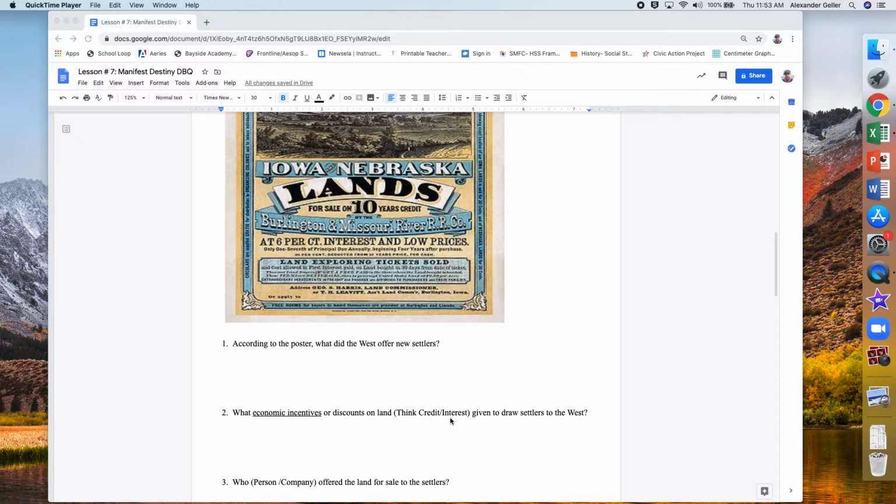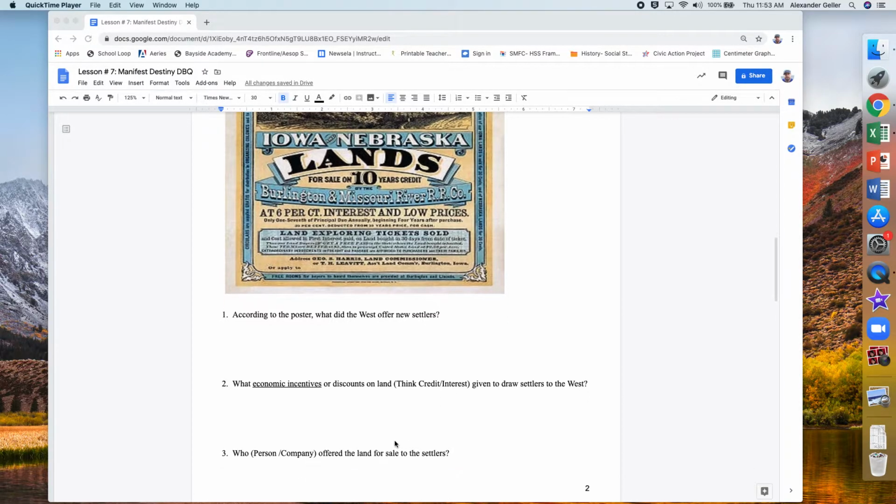When you read this poster, you're going to see these words, credit and interest. Credit is just like a credit card, where you get to buy something and pay for it later. Interest means every payment you pay a little percent more on how much you owe, okay? Given to draw settlers to the West. Finally, who, or what person or company, offered the land to sell to the settlers? What company or what person put this advertisement together, this poster together, and offered this to the people?